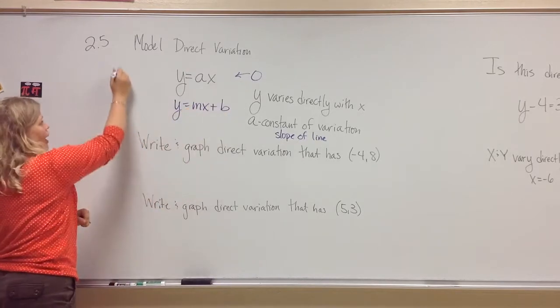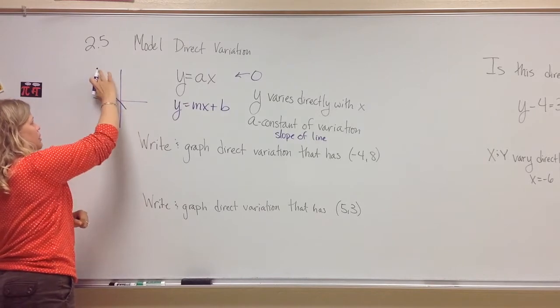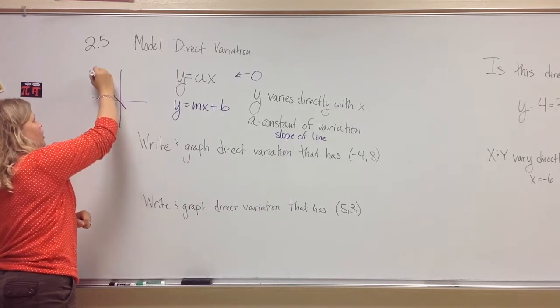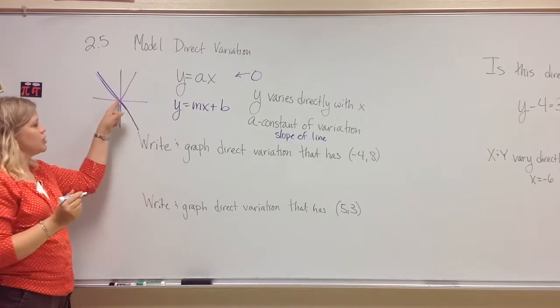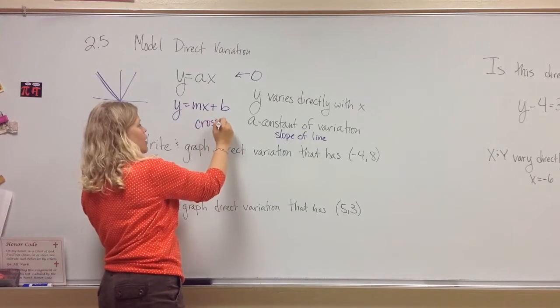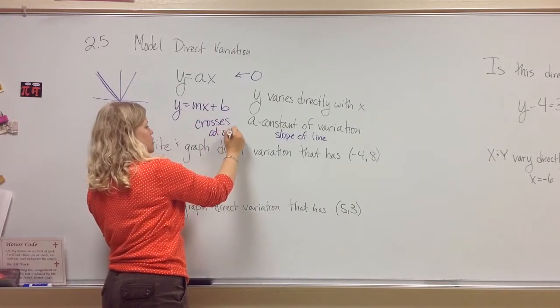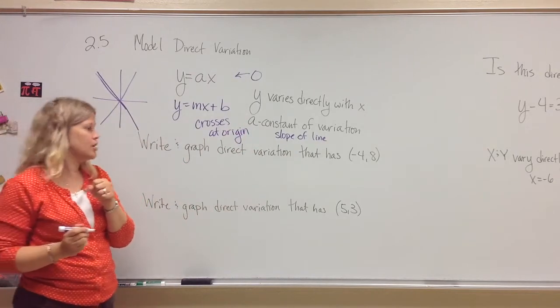When you look at a graph of direct variation, whether it comes down like this, or whether it's a positive slope, it's always going to have to cross at the origin. So you might remind yourself, crosses at origin. It always has to hit there. If it doesn't, it's not direct variation.